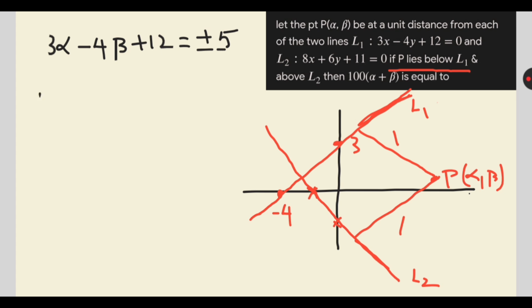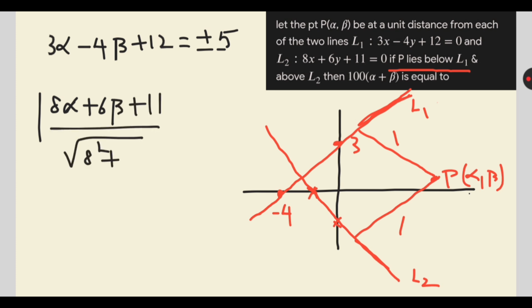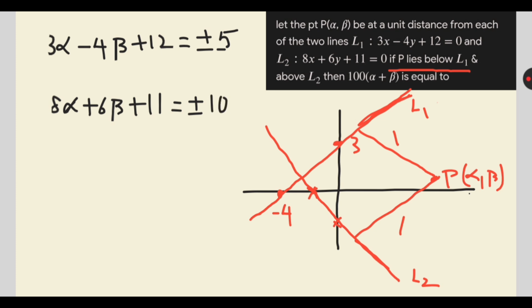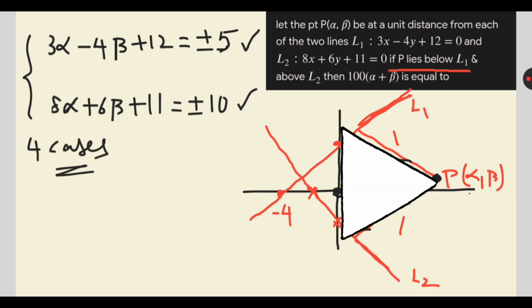Similarly, write for the L2. L2, the distance is modulus of 8 alpha plus 6 beta plus 11 over square root of 8 square plus 6 square, which is 64 plus 36, which is 100. Square root of 100, the value is 10. That is equal to the unit distance, 1. So if we remove the modulus, that is going to be plus or minus 1. If we multiply both sides by 10, that is going to be plus or minus 10. So here we are getting two cases, one is plus and minus, and here also we are getting two cases. So together we are going to get 4 cases, which is difficult to solve and it will take a lot of time. Without checking the 4 cases, you just simply follow one trick, that is check the position of a point with respect to a line.